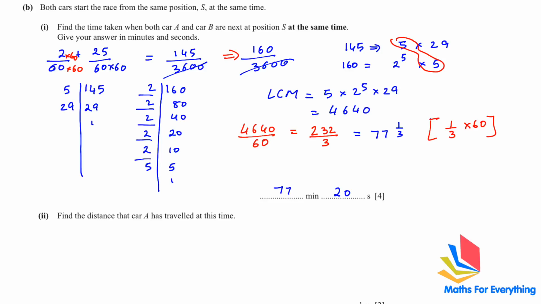Next one. Find the distance that car A has traveled at this time. To find the distance that car A has traveled, we need to know the distance formula. Distance is equal to speed multiplied by time. Speed we found in the previous question is 171. Time is 77 minutes and 20 seconds. 171 is kilometer per hour, and this is in minutes and seconds, so we have to convert it into hours. I'll show you a way to do it in the calculator. Most of the time questions you can do in the calculator. I'll show you how to.